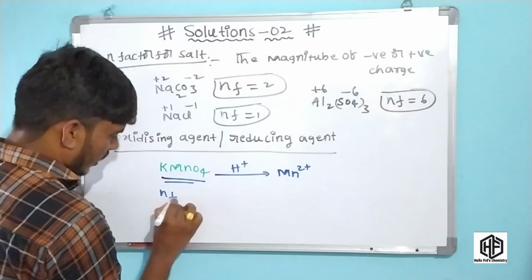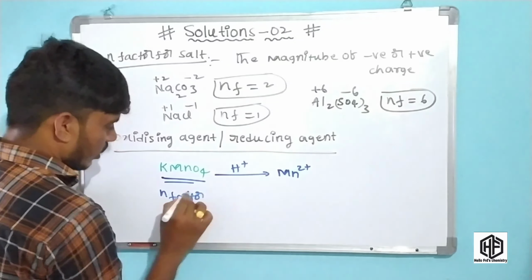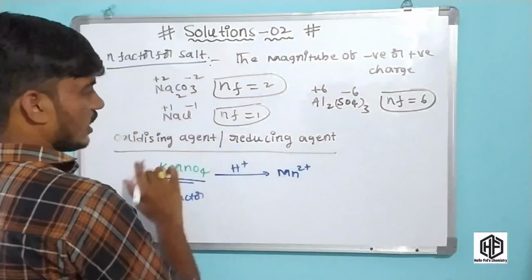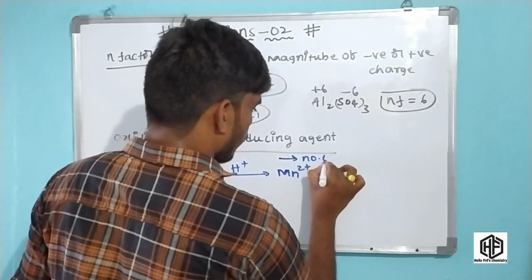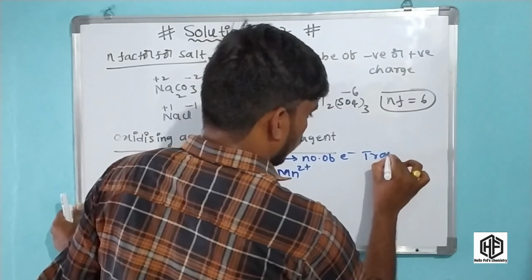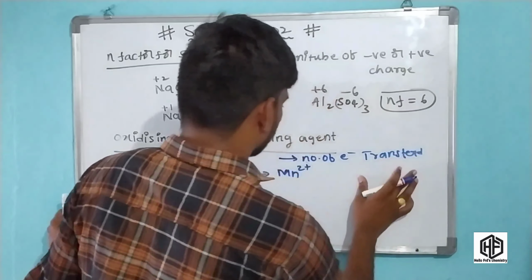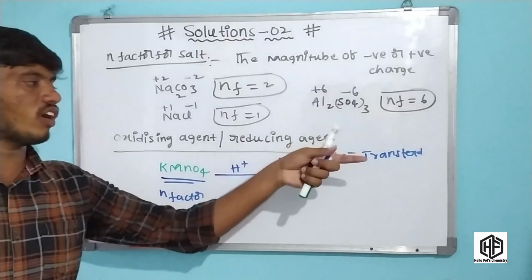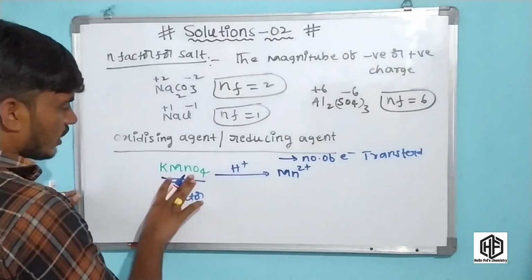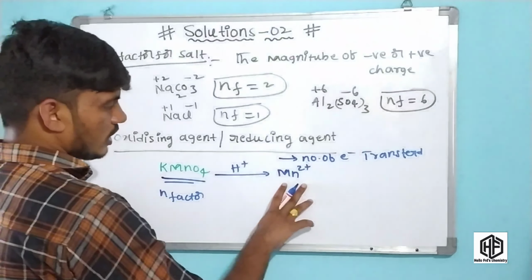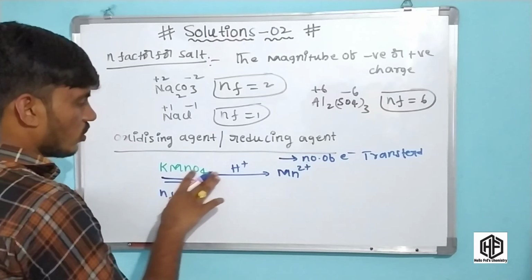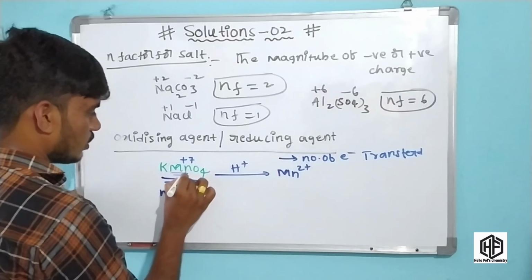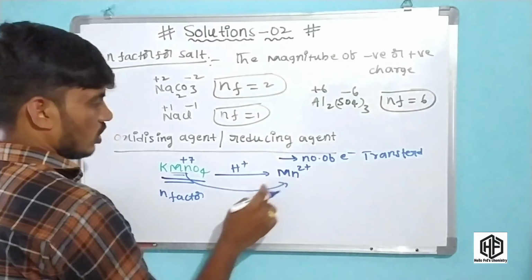Now calculate the n factor. Okay friends, calculate the n factor. For an oxidizing agent and reducing agent, the n factor is the number of electrons transferred. In the case of KMnO4 in the presence of acidic medium, KMnO4 is converted into Mn2 plus. In this case the Mn oxidation state is plus 7. This plus 7 is converted to Mn2 plus.